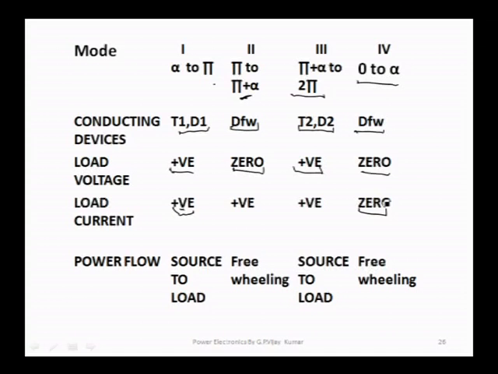See the power flow here, it is source to load here, and in the freewheeling diode operation it is again source to load. That is why this operates in the first quadrant only, a single quadrant converter. The load voltage is positive and the load current is positive, both are positive here.